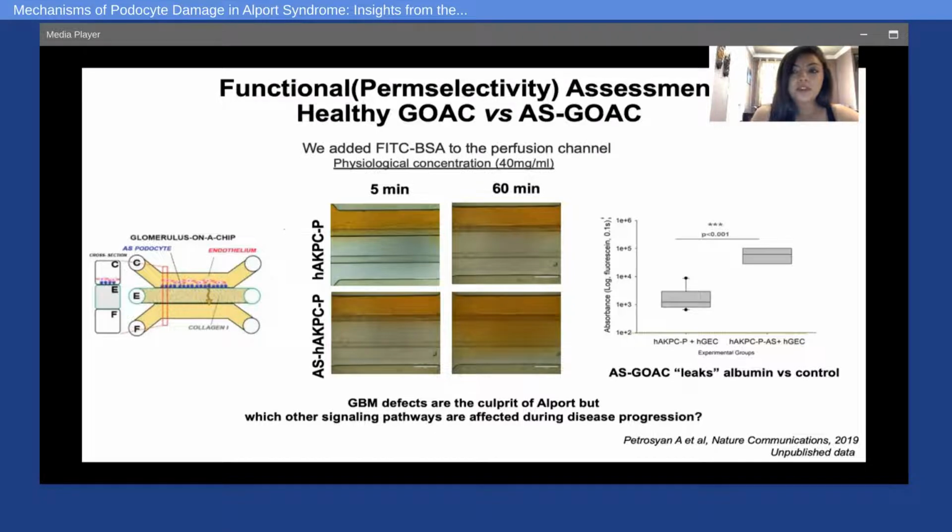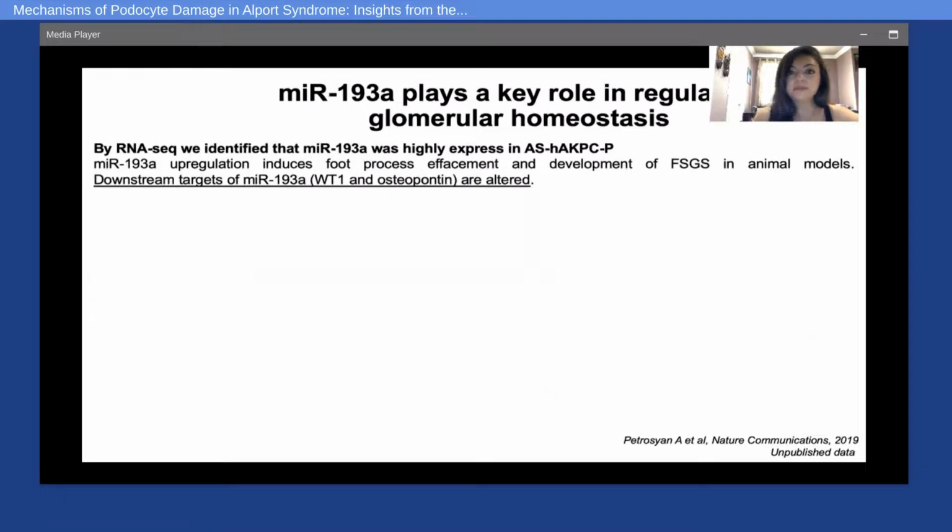And so we mimic this, but what about other signaling pathways that are affected during disease progression? Could we also see this using this chip system? So we were interested in miR-193 and understanding its role in regulating glomerular homeostasis.